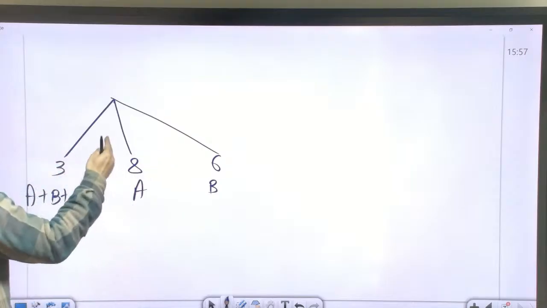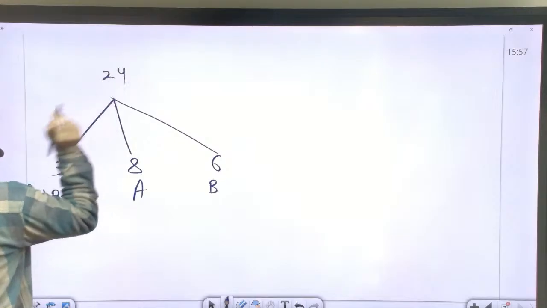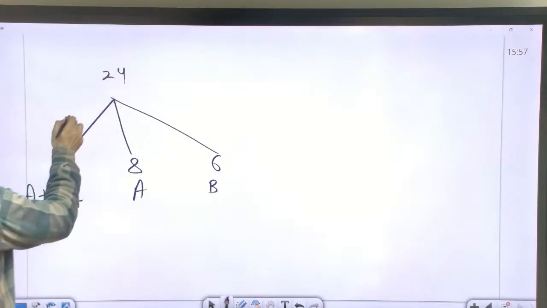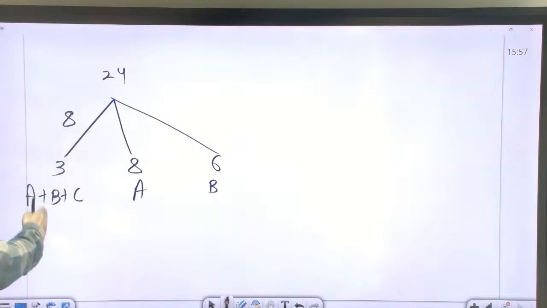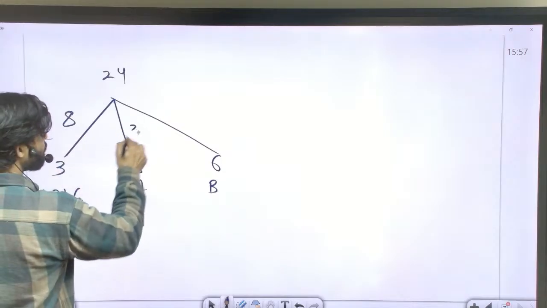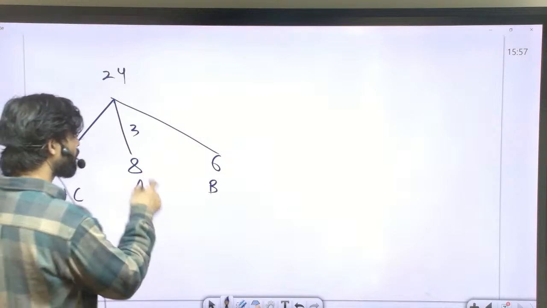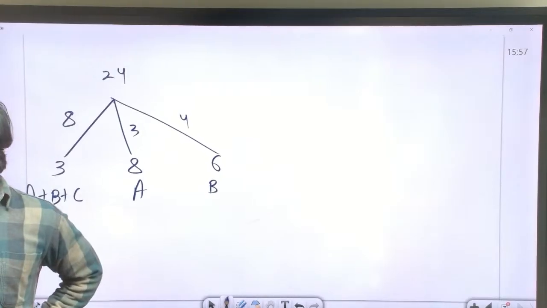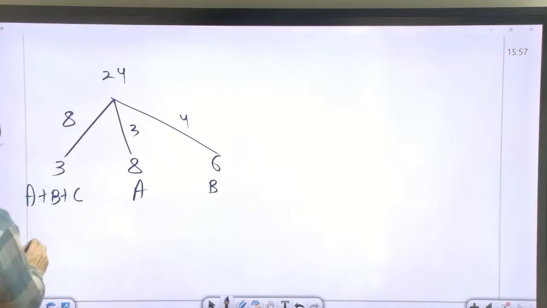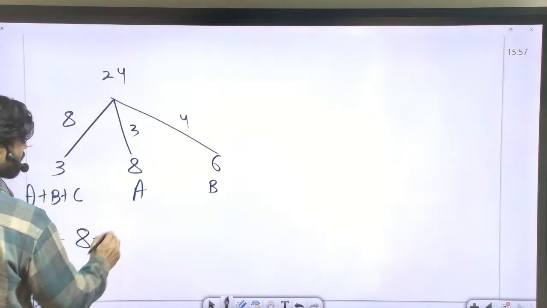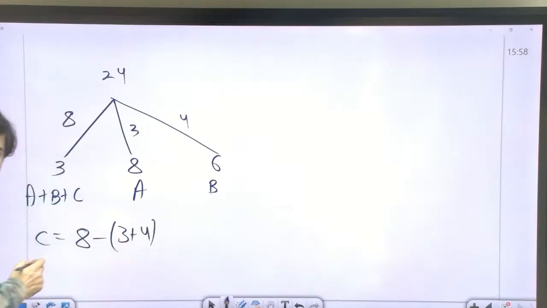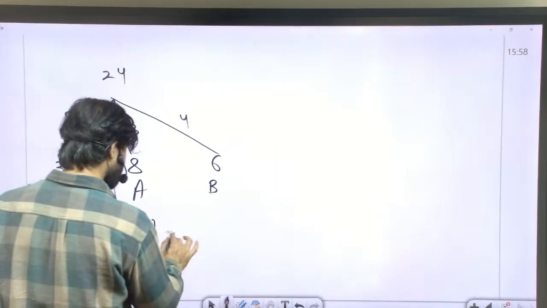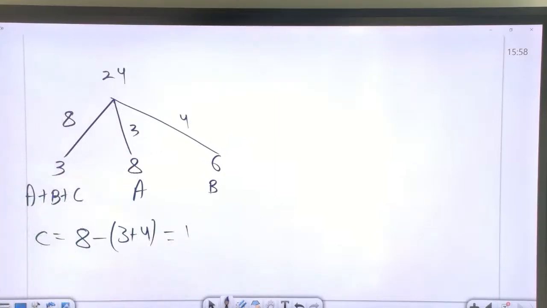So what is the LCM of 8, 6, 3? 24. So the combined efficiency of A plus B plus C is 8. Alone efficiency of A is 3 and alone efficiency of B is 4. So from here we can find out the efficiency of C. The efficiency of C is 8 minus 3 plus 4, which is 1. It simply means that C does 1 unit of work in 1 hour.